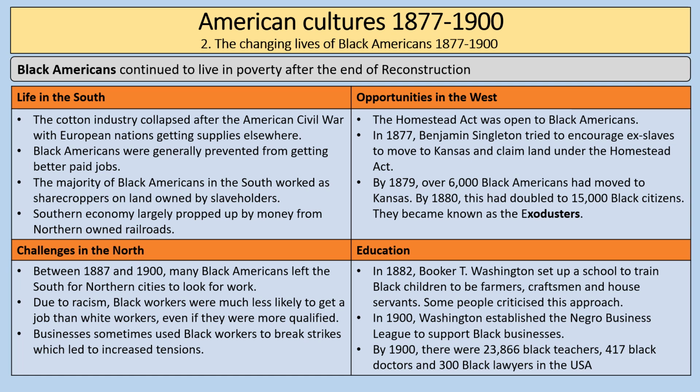In terms of education, Booker T. Washington set up a school to train black children to be farmers, craftsmen and house servants. Some people criticised this approach as not being ambitious enough for black Americans, targeting more low-skilled jobs than higher-skilled jobs. In 1900, Washington established an organisation called the Negro Business League to support black businesses, and by 1900 there were 23,866 black teachers, 417 black doctors and 300 black lawyers in the USA.